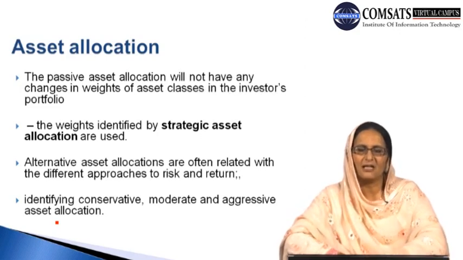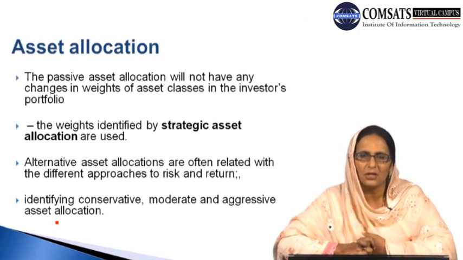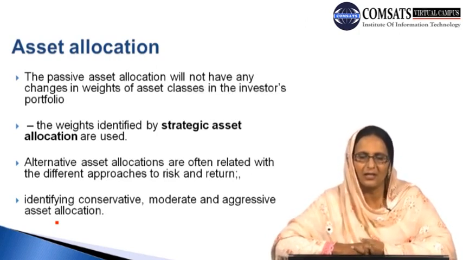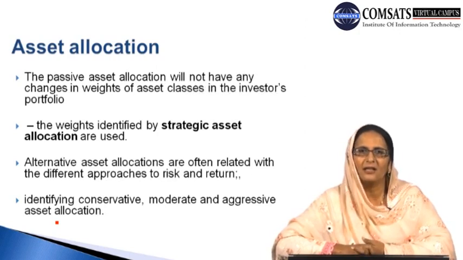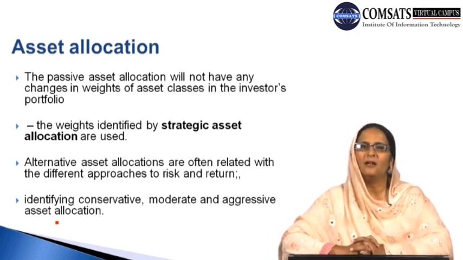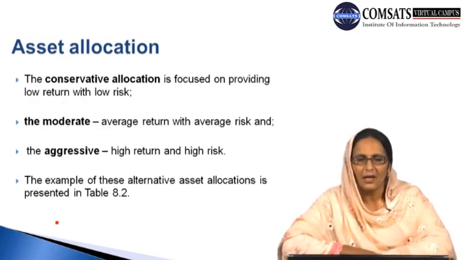So we can say as far as the strategic allocation is concerned, weights are used for the passive asset allocation, and alternatively asset allocation takes into account and focuses on the elements of risk and return, and there are three different types in this concern. One is the conservative type of allocation, second moderate, and the third indicates the aggressive type of asset allocation.